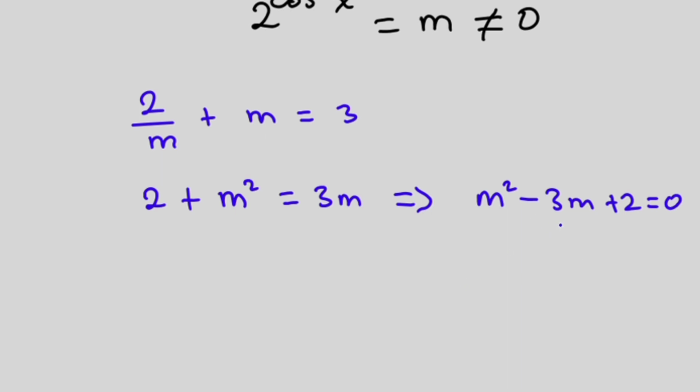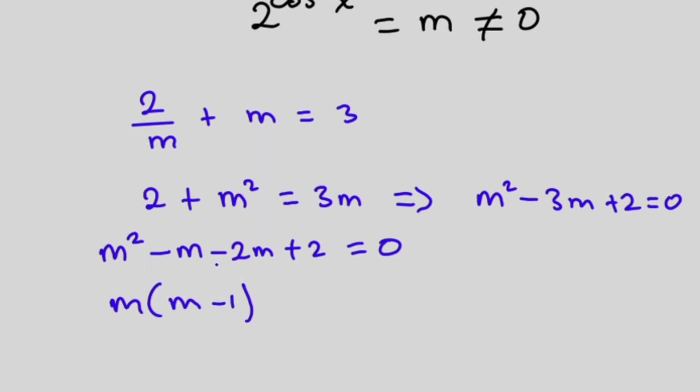Quadratic equation. So how can we solve this one? Using the factoring method, we're going to have m squared minus m minus 2m plus 2 is equal to 0. From these two terms, we can take m out. So we're going to have m times m minus 1. Then from the remaining two terms, we can take negative 2 out, and we are left with m minus 1. And this is equal to 0.